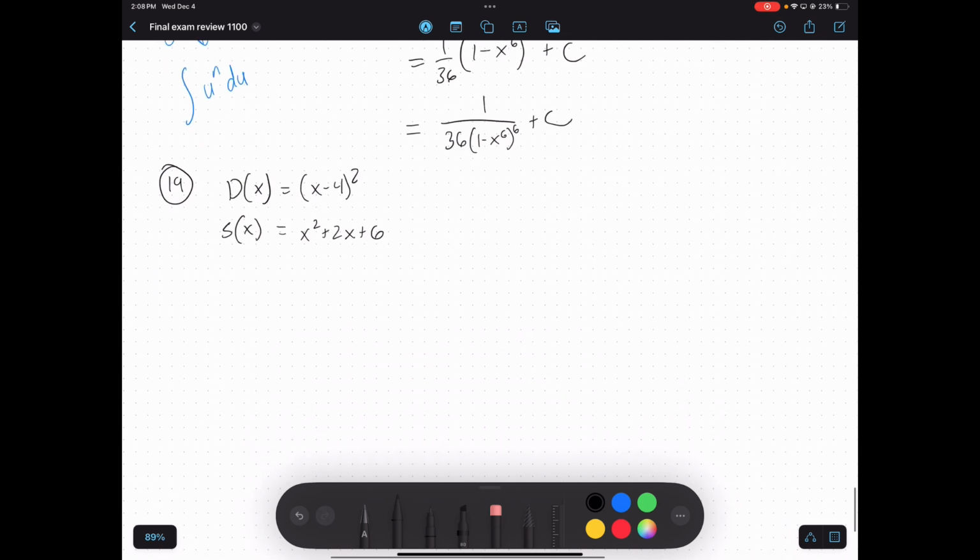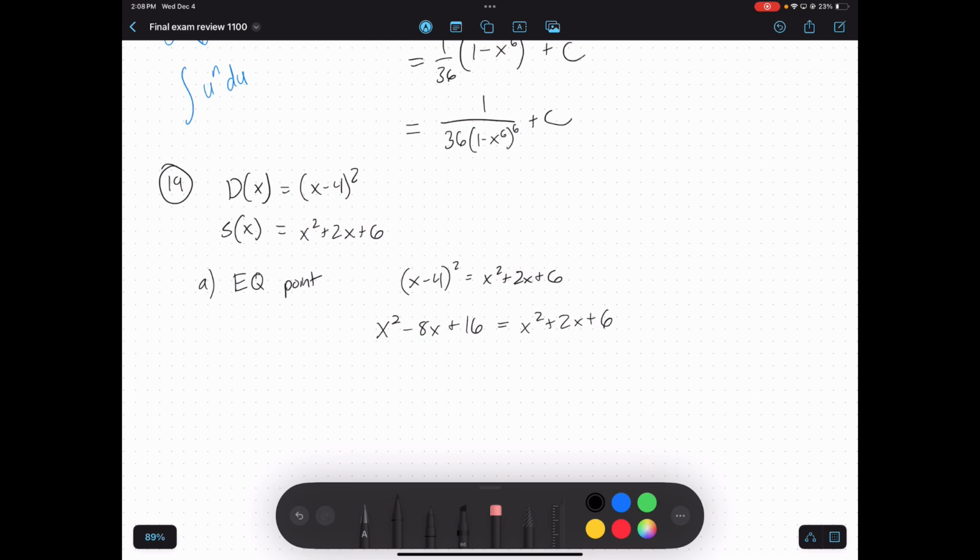Set them equal to each other, right. So I'm going to just set these equal to each other. So for A, the equilibrium point is just, I'm going to set these two things equal to each other. Well, in order for me to solve this, what am I going to have to do with that left side? I'm going to have to distribute and multiply that out. Okay. So I get x squared minus 8x plus 16 equals x squared plus 2x plus 6.